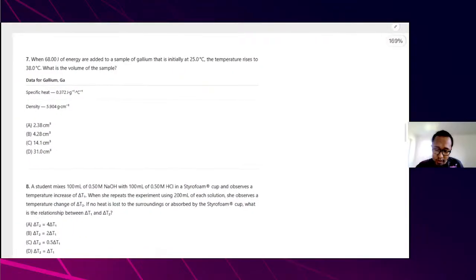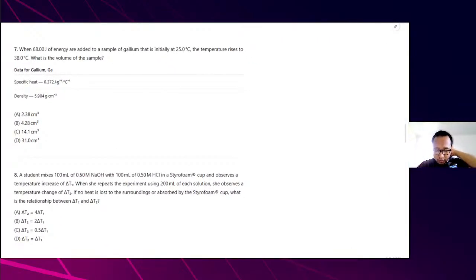Again, when 68 joule of energy is added to a sample of gallium that is initially at 25, the temperature rises to 38. What is the mass? Now the question is about the mass. Like the previous one, gallium initially has temperature 25 degrees Celsius, and then the temperature rises to 38.